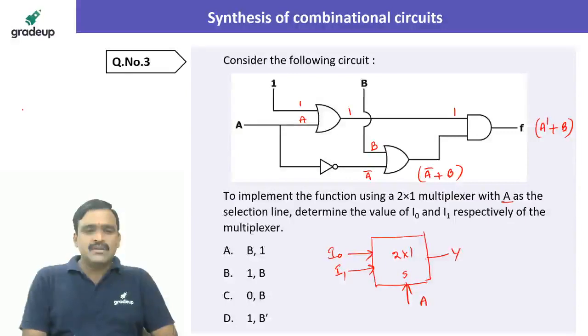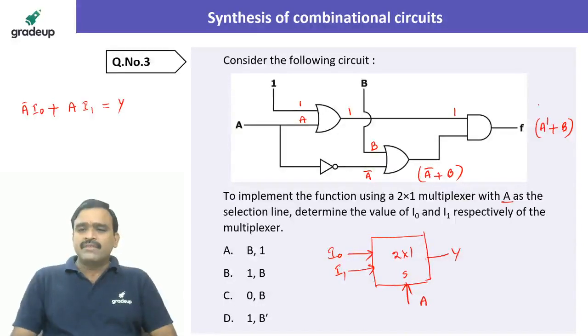For example, when A is equal to 0, that is A bar, the output is equal to I0. Or if A is equal to 1, that is A, the output Y is equal to I1. So the Y value is like this. Now what is Y? It has to be equal to A bar plus B. Now what is to be applied here?